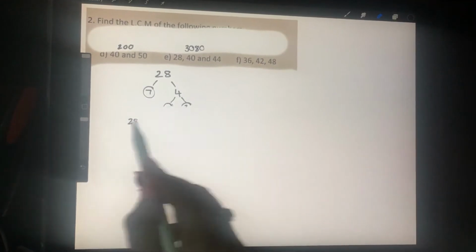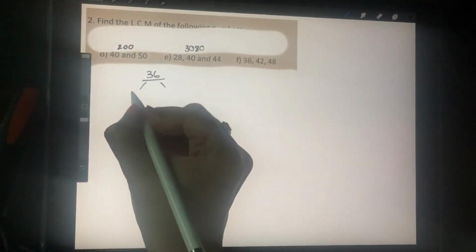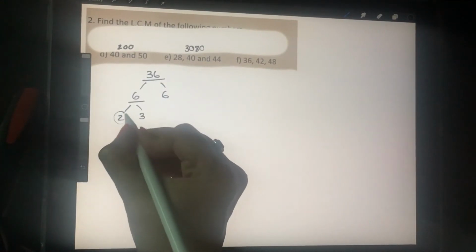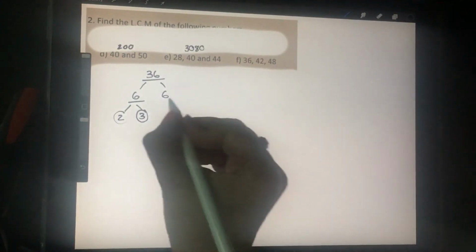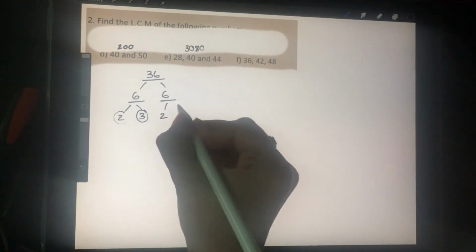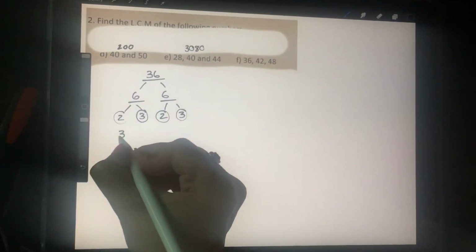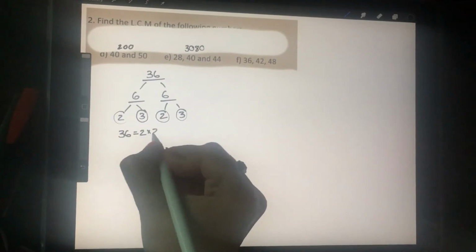Now, on to number F, which is also 3 numbers. So it looks a little bit more complicated, but in fact, if you just keep with the steps, you won't get confused. Okay, so first of all, we're going to break up 36 into prime products. So 36 divides into 6 and 6, because 6 times 6 is 36. And 6 divides into 2 and 3. 2 is a prime number, 3 is a prime number. 6 gets broken up again into 2 and 3, both prime numbers. So 36 can be rewritten as 2 times 2 times 3 times 3.